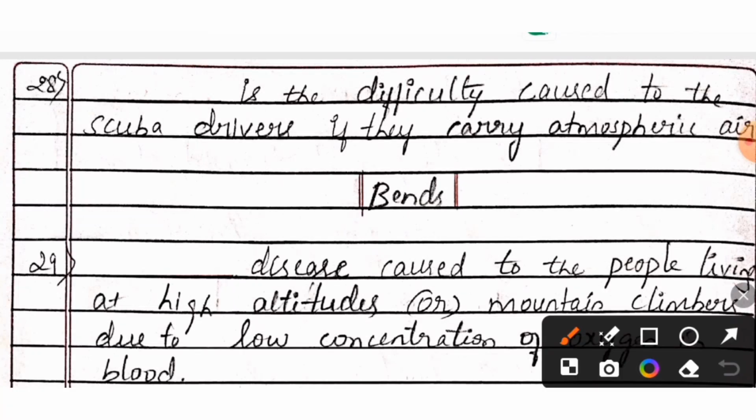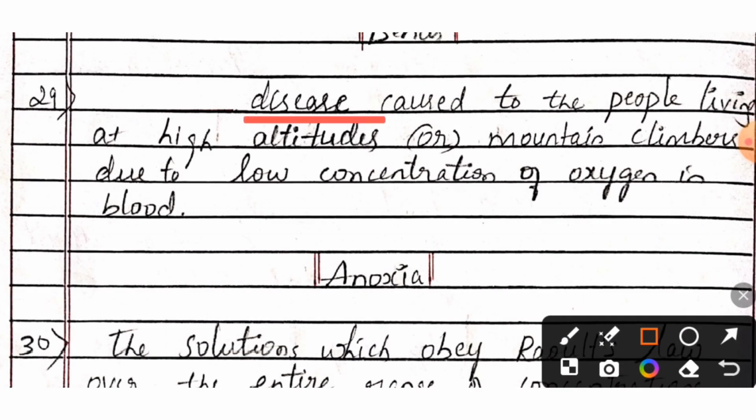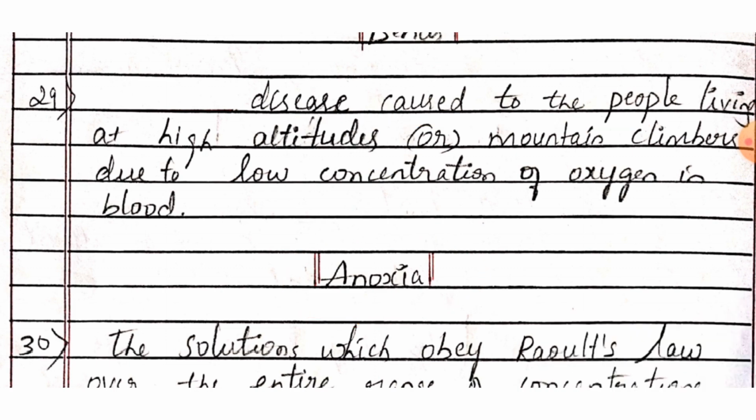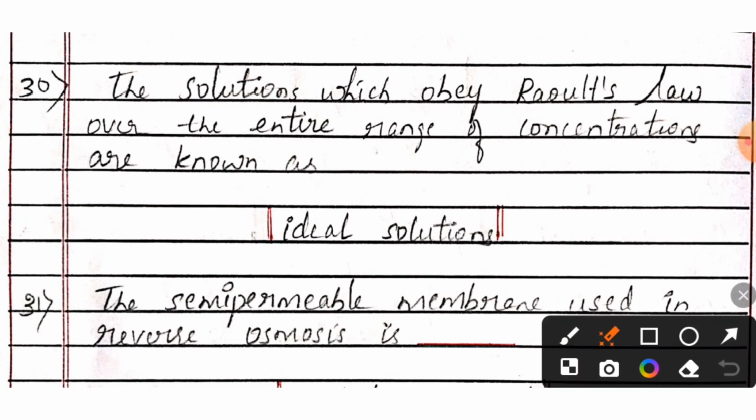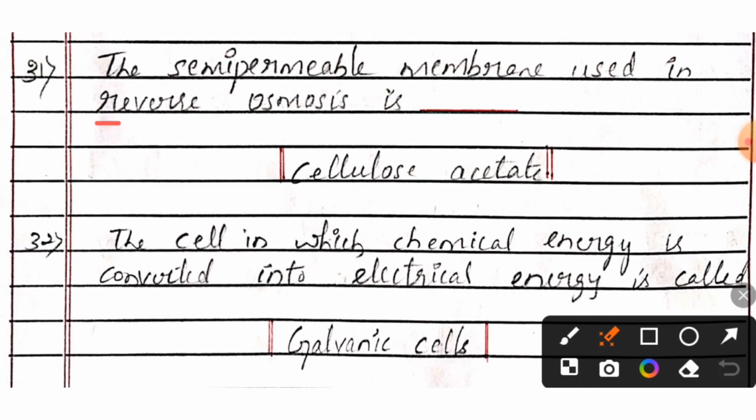Dash is the difficulty caused to the scuba divers if they carry atmospheric air. Bends. Dash disease caused to the people living at high altitudes or mountain climbers due to low concentration of oxygen in blood. Anoxia. The solutions which obey Raoult's law over the entire range of concentrations are known as ideal solutions. The semi-permeable membrane used in reverse osmosis is cellulose acetate.